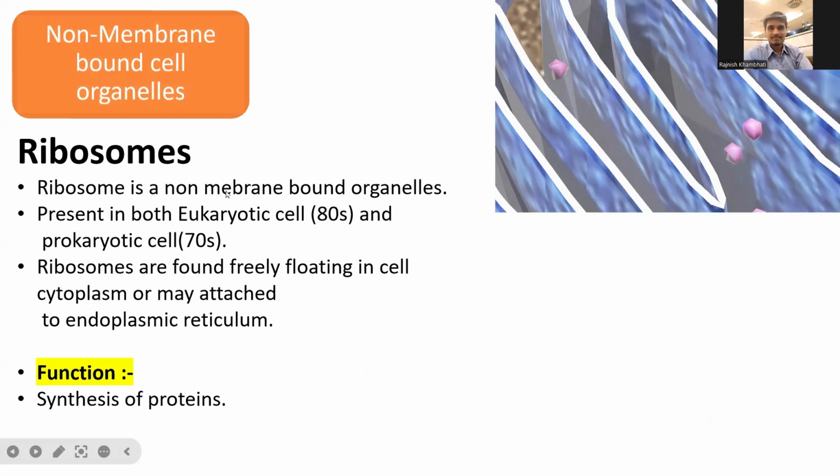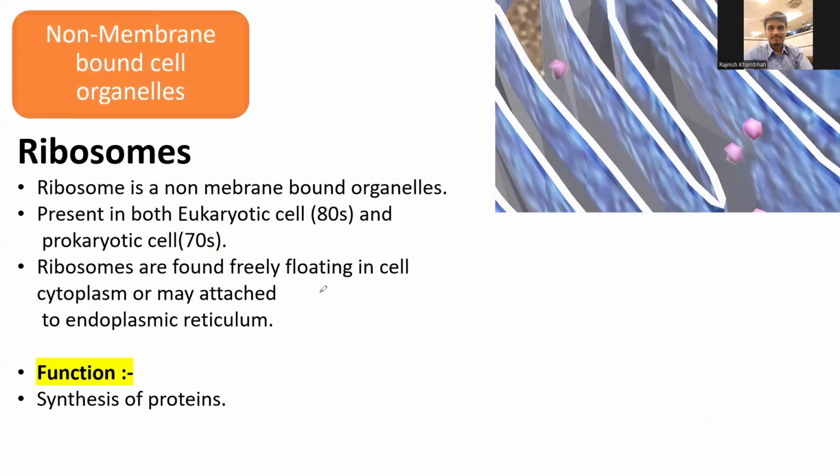So ribosome is a non-membrane bound organelle present in both types of cell, eukaryotic cell and prokaryotic cell. This means ribosomes are common to both, but their types are different. Eukaryotic cells possess 80S ribosomes, while 70S is in prokaryotic cells.